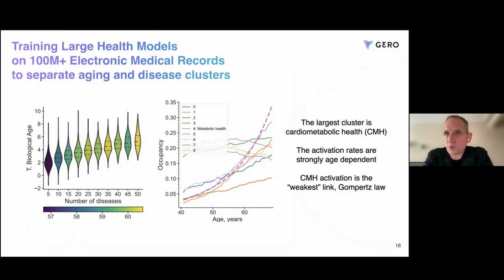As I said, we are working with longitudinal data. So the largest data sets of longitudinal data are the data sets with electronic medical records, because there you can easily have tens of millions of people.